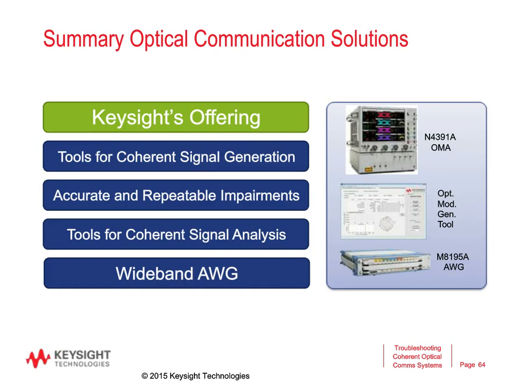So in summary, Keysight's offering tools for coherent signal generation in form of the optical modulation generator and the arbitrary waveform generator. This can generate accurate and repeatable impairments. We also have tools to do analysis on signals, on coherent signals, in form of the optical modulation analyzer. And we have the arbitrary waveform generator available that provides 4 channels synchronized with up to 20 gigahertz and even beyond.